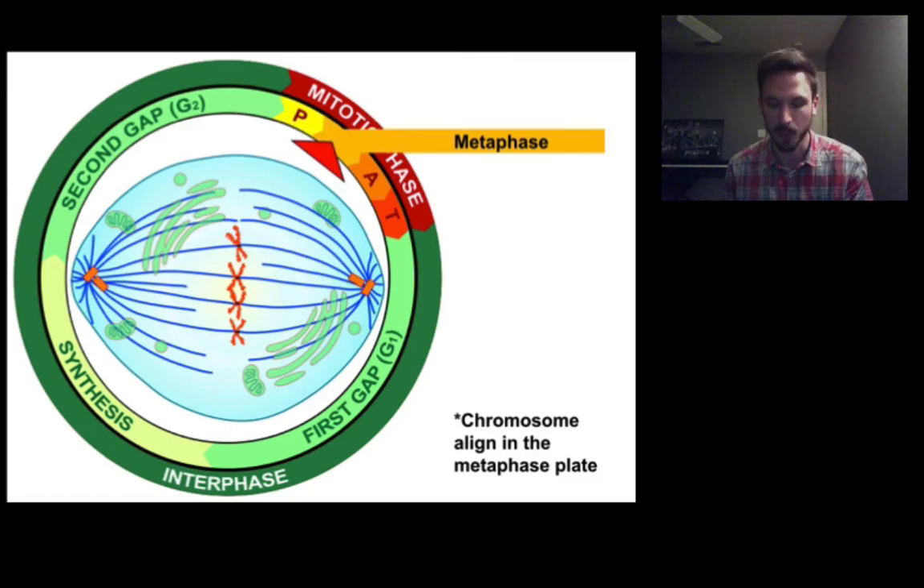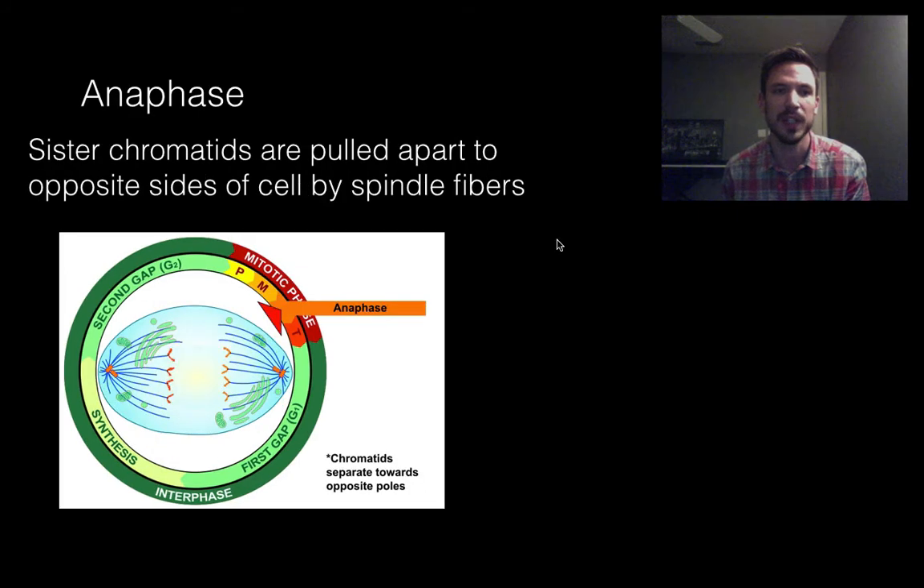So this is just a great way to keep things organized by lining them up in the middle. Once we do that, we're going to move on to the A of PMAT, which is anaphase.